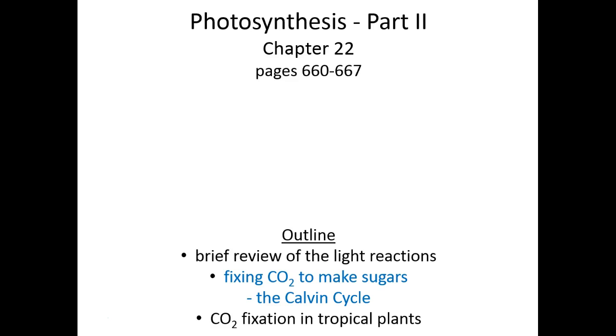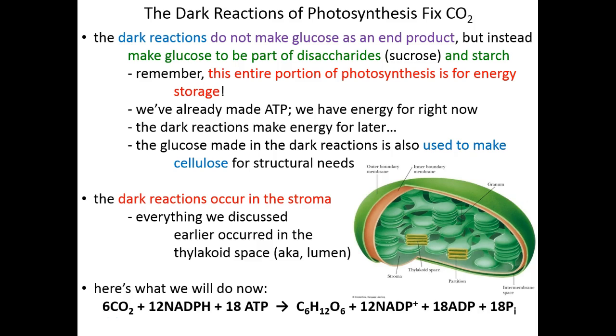And we'll also wrap up this chunk by talking about this C4 pathway that exists in tropical plants where we can concentrate carbon dioxide so that it's not lost or leached out by these plants that have to live in very hot climates. So here's where we left off in the last lecture, in the last chunk. We talked about where this was occurring, the dark reactions. It's going to be in the stroma.